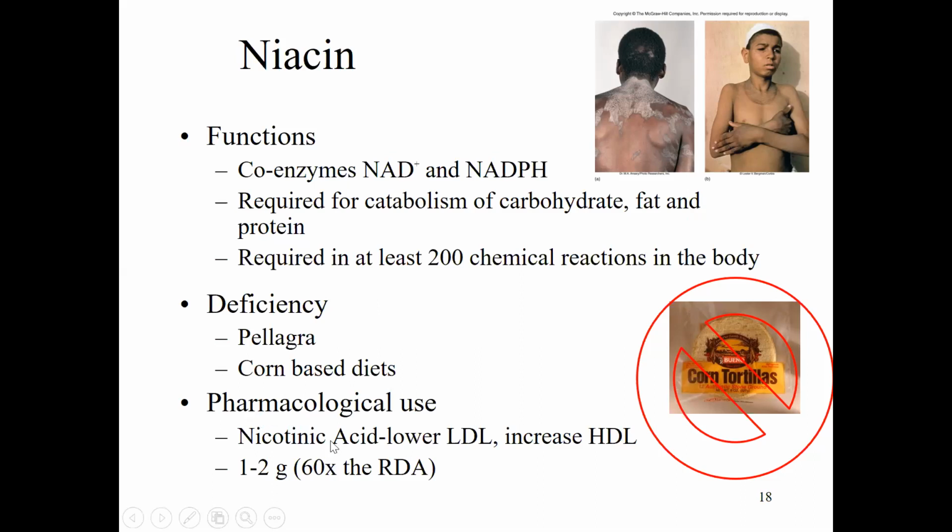We also use niacin in pharmacological doses. Nicotinic acid, which can be prescribed by a doctor, is actually just a high dose of niacin. The reason why that is prescribed at 60 times the RDA, which is why it has to be under the doctor's supervision, is because it can help lower your LDL or your bad cholesterol and increase your HDL or your good cholesterol. Niacin's good for you. Having this amount through diet would be difficult, so this is prescribed as a supplement.